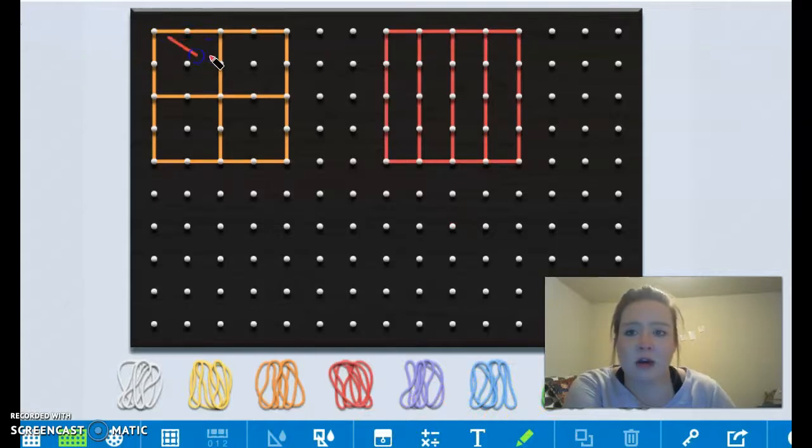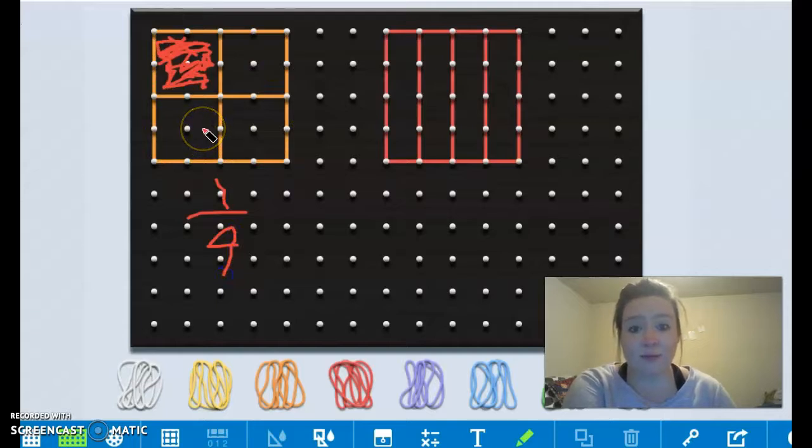This piece right here, oh, Miss Garza needs the marker. This piece right here, and I'm not going to shade in the whole thing because it got a little crazy. This piece right here, okay, that is 1/4 of my square, okay?